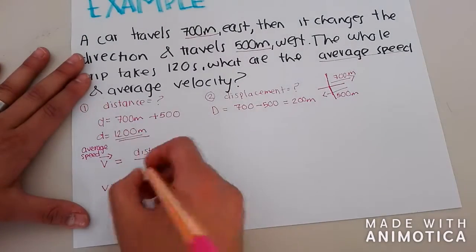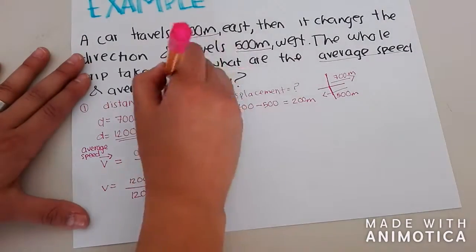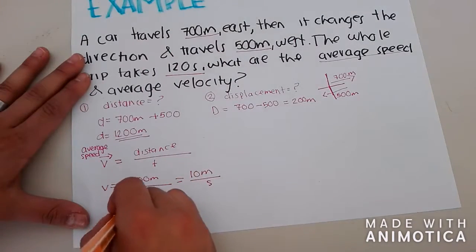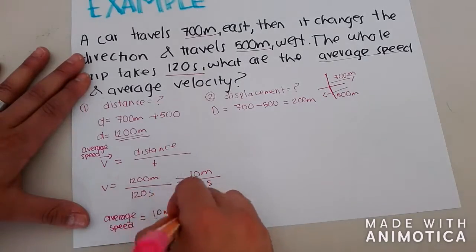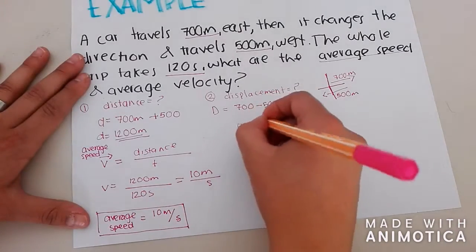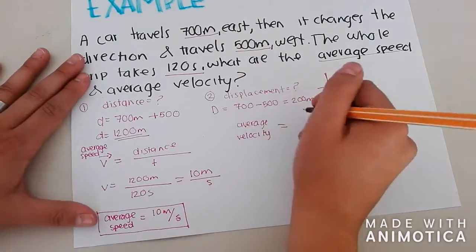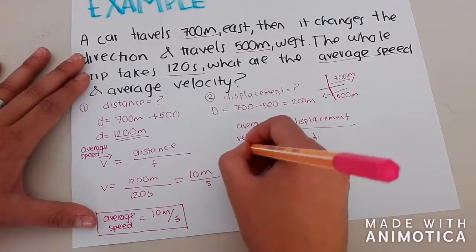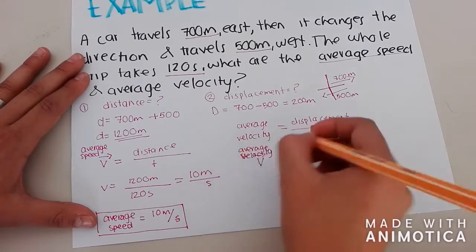Then we're going to write the formula of the average velocity, that is displacement over time, and we're going to substitute the displacement, that is 200 meters over 120 seconds. This gives us 1.66 meters per second, and that's our average velocity.